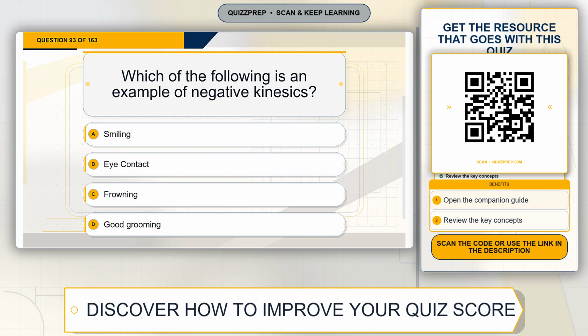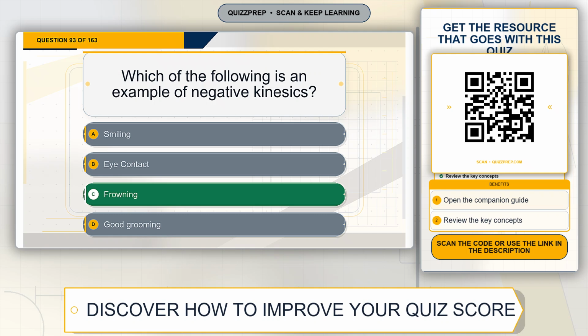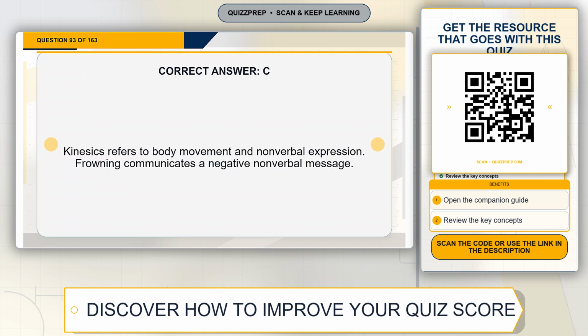Question 93. Which of the following is an example of negative kinesics? Option A, smiling. Option B, eye contact. Option C, frowning. Option D, good grooming. The correct answer is option C, frowning. Explanation. Kinesics refers to body movement and nonverbal expression. Frowning communicates a negative nonverbal message.